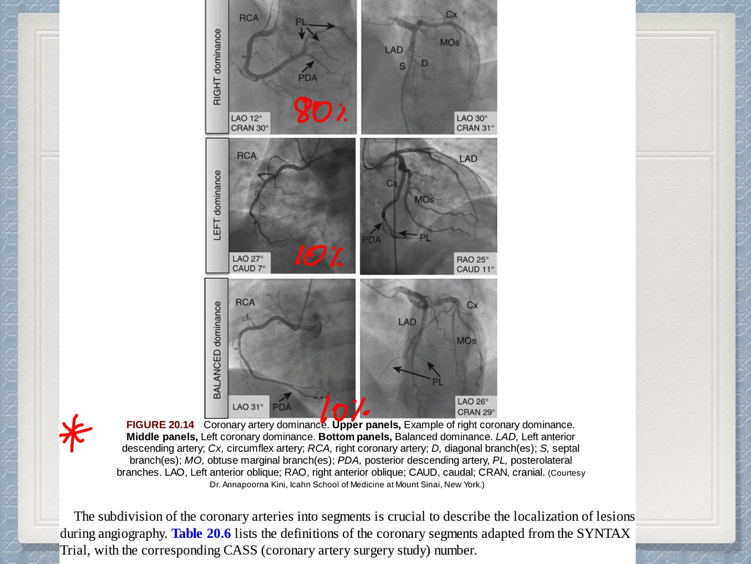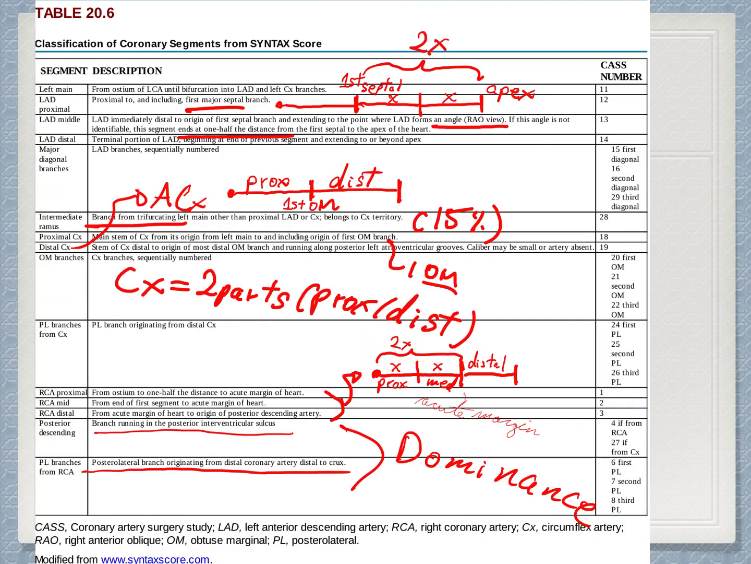Here you can see the different dominance patterns. The most common, the right dominance, 80%. That's why the PDA and PL are going out of this one. Remember that in LAO, the right coronary looks like a C. Indeed, it does look like a C. And then you have the codominant and left dominance.